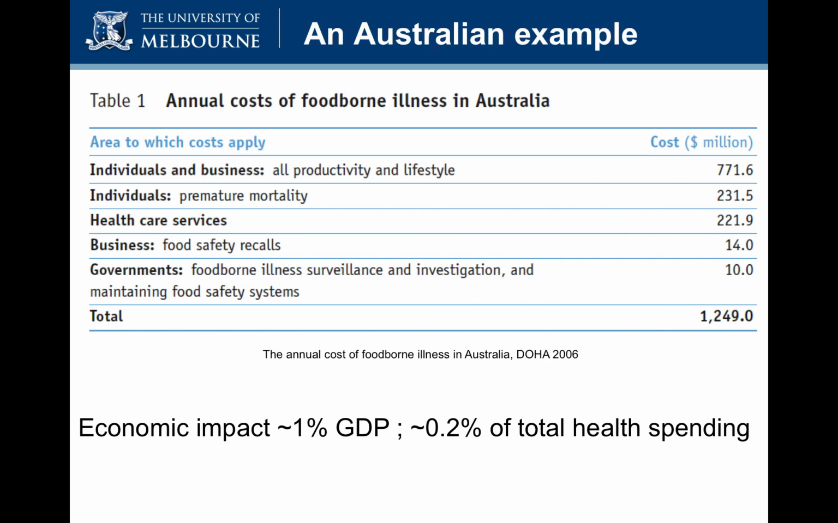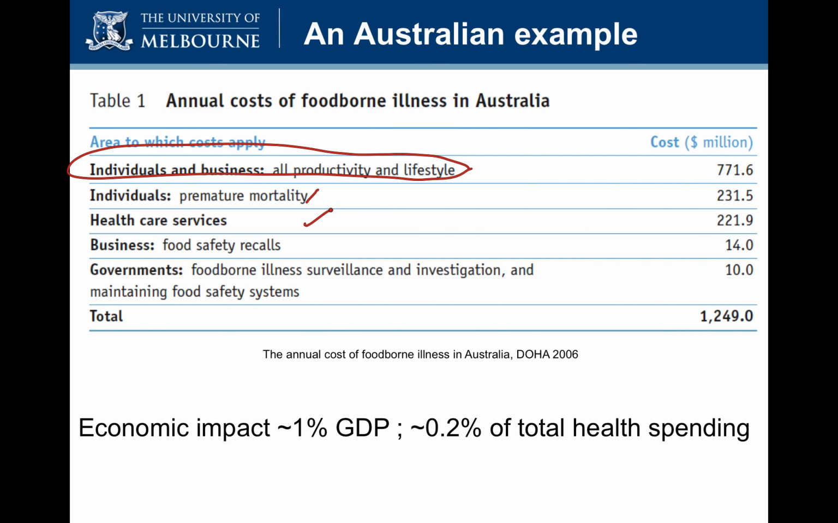So just to provide an Australian example, here's a cost of illness study to do with foodborne illness. As you can see, it breaks it down initially into productivity and lifestyle. So that's basically foodborne illness and its effects on people's ability to work. There's premature mortality. There's the use of healthcare services, which is around about 200 million. So in total, there's around about 1.2 billion, but that's largely due to what people call the productivity losses, or the effects it has on people's ability to work, rather than the direct healthcare costs themselves.